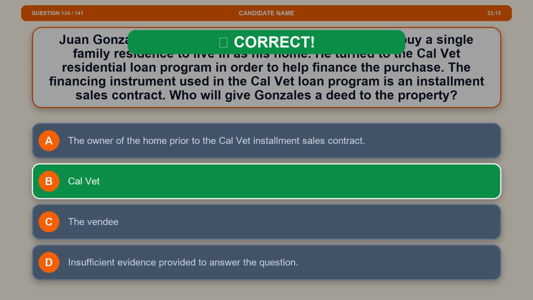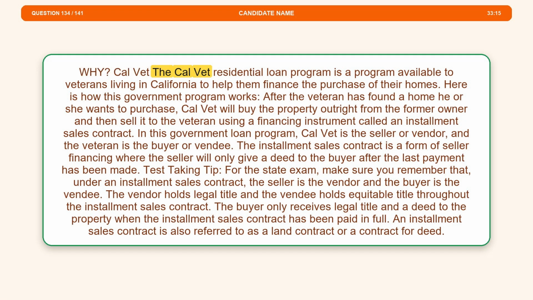The correct answer is option D. The CalVet Residential Loan Program is a program available to veterans living in California to help them finance the purchase of their homes. Here is how this government program works. After the veteran has found a home he or she wants to purchase, CalVet will buy the property outright from the former owner and then sell it to the veteran using a financing instrument called an installment sales contract. In this government loan program, CalVet is the seller or vendor, and the veteran is the buyer or vendee. The installment sales contract is a form of seller financing where the seller will only give a deed to the buyer after the last payment has been made.